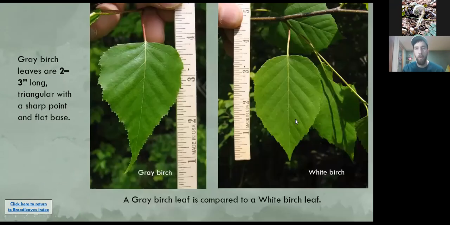But one good way to tell the difference between a gray birch and a paper birch is looking at the foliage. Look here on the left side: your gray birch has a notable point to the tip of the leaf, whereas your paper birch is much more of your classic elliptically shaped leaf. And then your gray birch leaf margin where it meets the petiole is flat, almost meeting the petiole at a 90-degree angle.